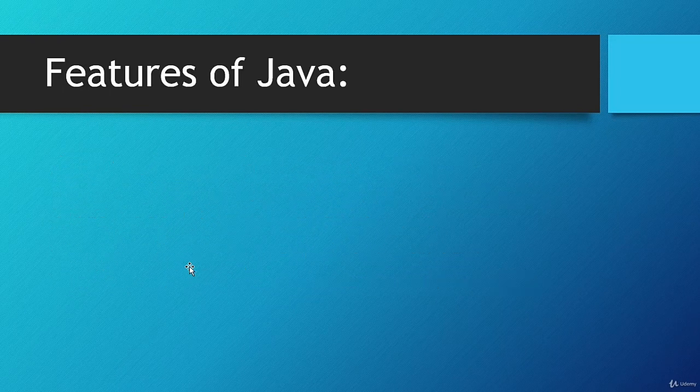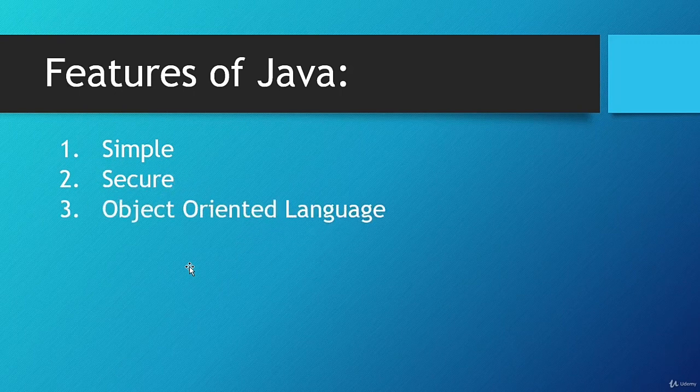Now there are some features of Java. First one, Java is a simple programming language. Second one, it is a secure programming language. Most of the banking applications and the applications that need security are mostly created in Java because Java is a secure programming language. Next, Java is an object-oriented language, meaning we can work in Java with object-oriented programming. We can create classes and objects to manage our applications. Basically, Java is a 100% object-oriented programming language. So this is one of the best features of Java.